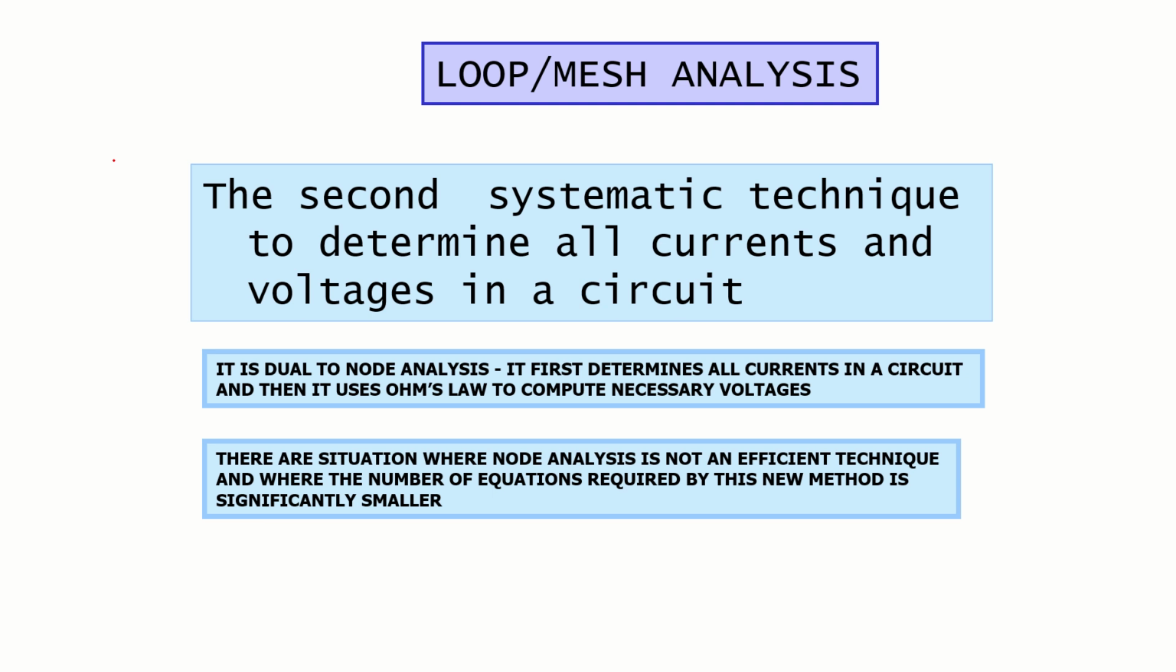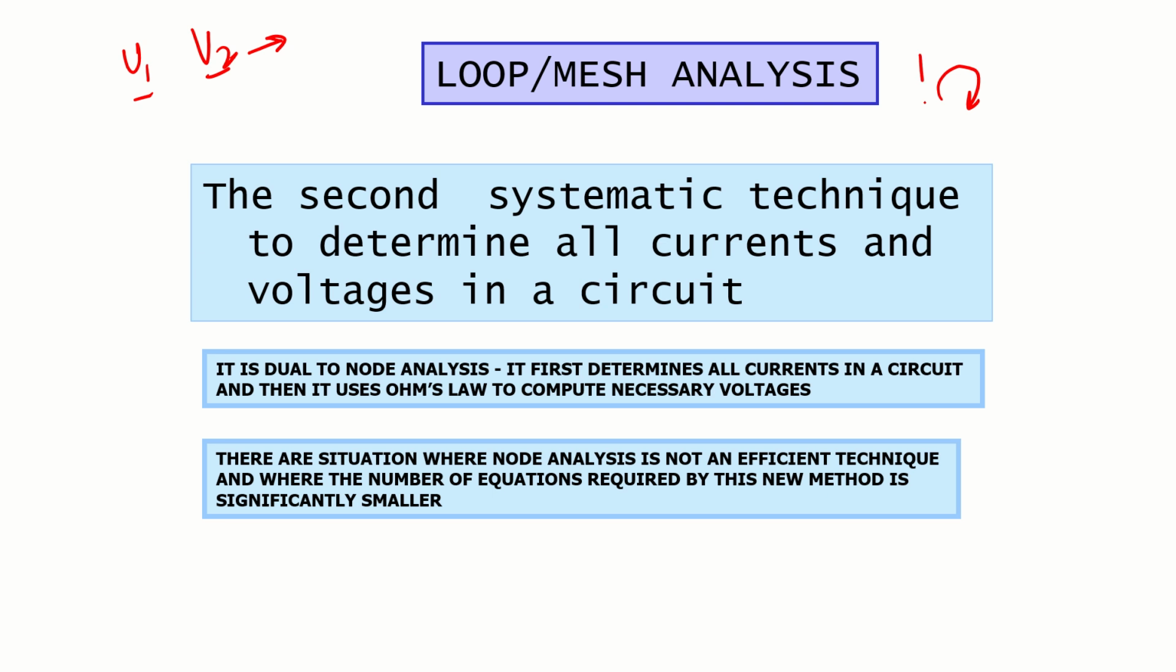So in nodal analysis, if we have a circuit, we try to find the voltages at the different nodes. Then, using those voltages, we can calculate the currents, voltage drops, whatever is required as per the circuit requirements. In loop or mesh analysis, we are going to find the loop currents.